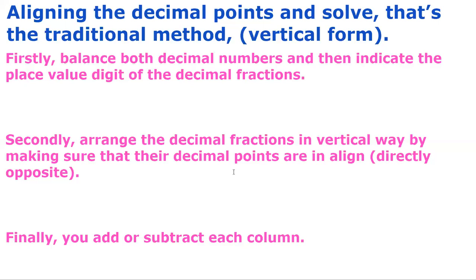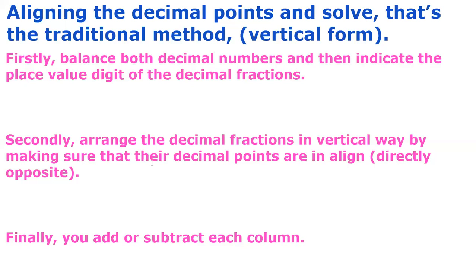So if one has fewer decimal digits, which prevents them from being equal, then you put a 0 on the one having fewer decimal digits so that they will balance. Second, after balancing them, you arrange them in a vertical form. The most important thing is that you make sure the point must be in line. So in a line here means directly opposite, you position the point in such a way that it will be in the opposite position.